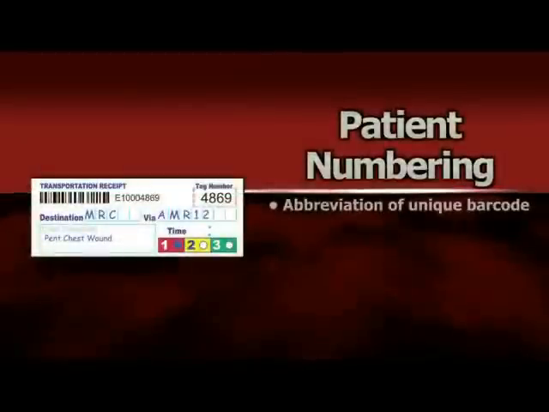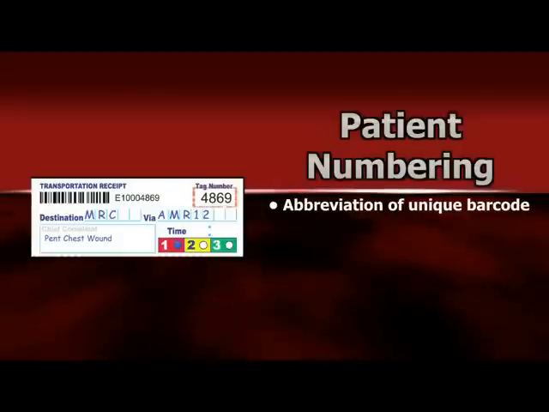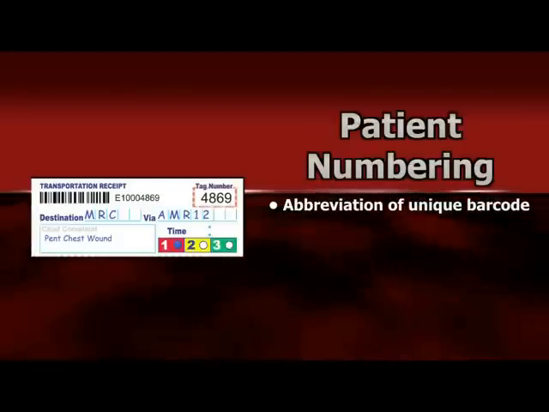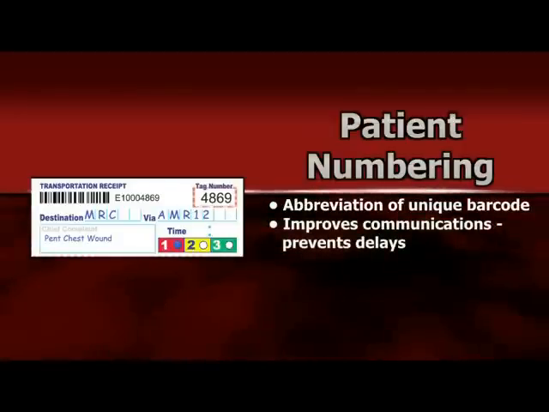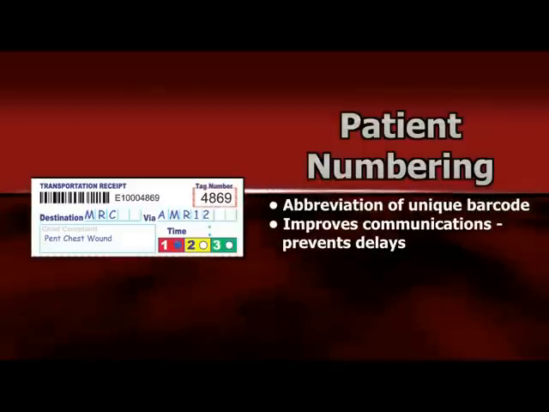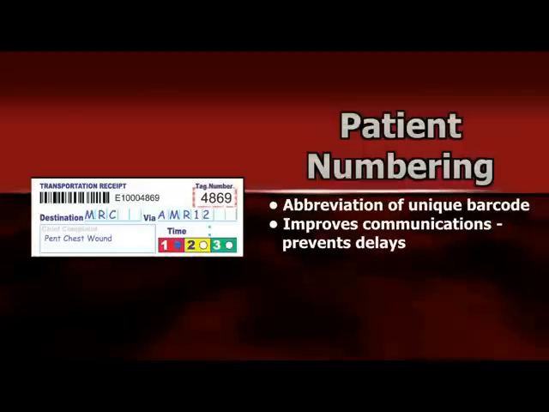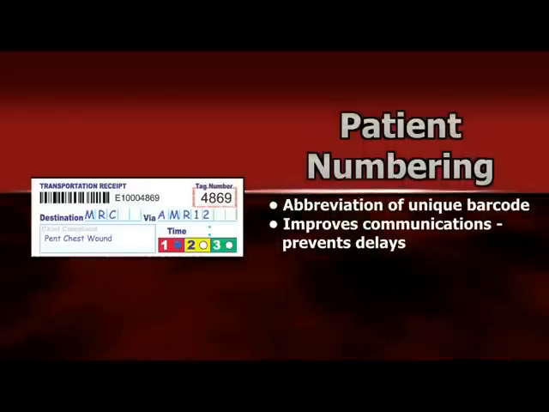Each transportation receipt contains an abbreviated version of the unique barcode number in the right-hand corner. This is the patient's identification number. This number is to be used in all communications when referring to the patient. The simplified format will prevent delays or errors inherent in other numbering systems.